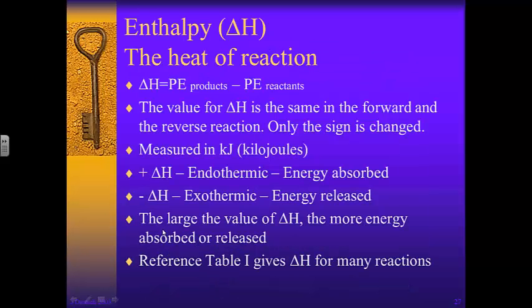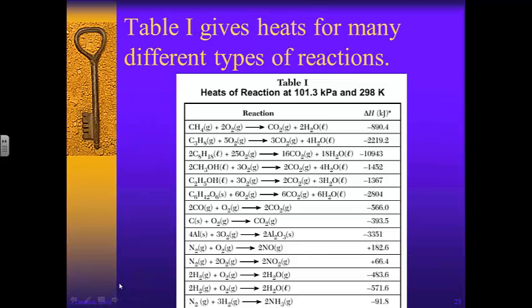Enthalpy, or energy, is the heat of reaction, or the change in energy. This value has the same magnitude in the forward and the reverse reaction. Only the sign changes. It's measured in kilojoules. When delta H is positive, it means that the reaction is endothermic and energy is being absorbed. When delta H is negative, it means that the reaction is exothermic and energy is being released. The larger the value of delta H, the more energy absorbed or released. Remember, Table I gives us delta H for many reactions. And this is what it looks like.